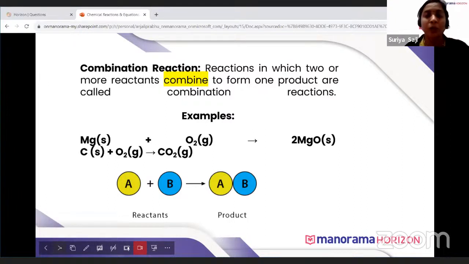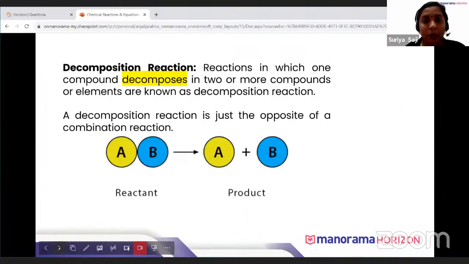Similarly, carbon reacts with oxygen to form carbon dioxide. That is another type of combination reaction. So in general, we can say that a reactant A reacts with reactant B to form product AB. So that is combination. It is like combining. Okay. So the next type of reaction is the decomposition reaction.